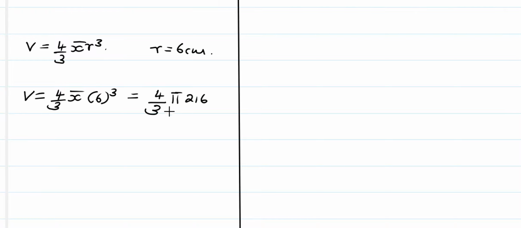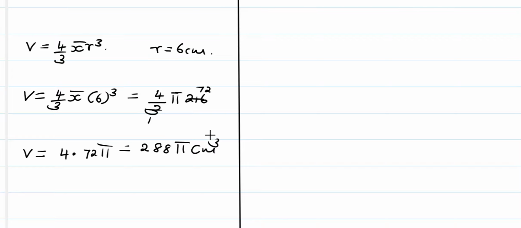But you see we have a 3 here, so I can divide by 3 1. 216 divided by 3 is 72. So now it becomes volume V is equals to 4 multiplied by 72 pi, like that. But since we know 4 multiplied by 72 is 288, then we can put it there and then say pi and then centimeter cubed, and then becomes the volume of that sphere.